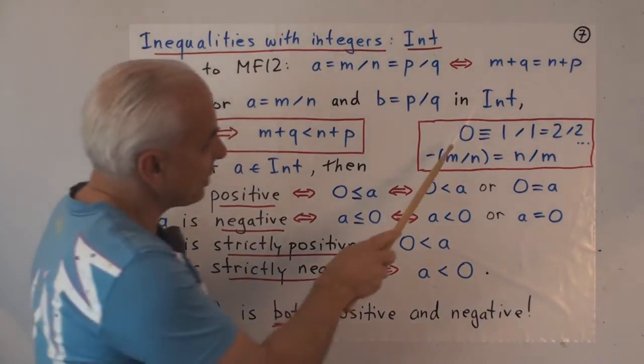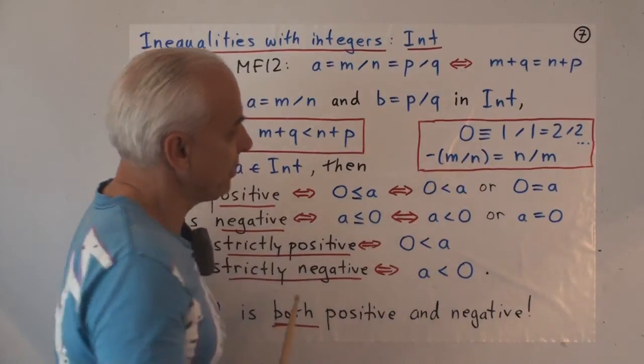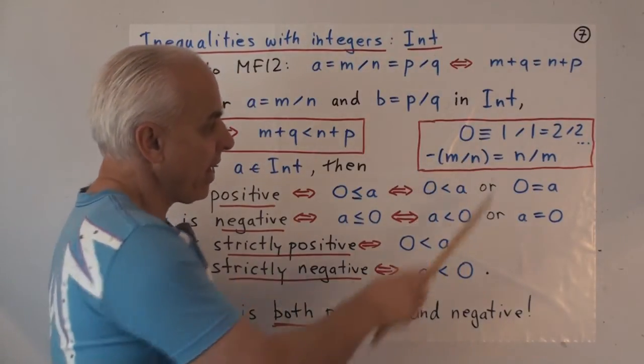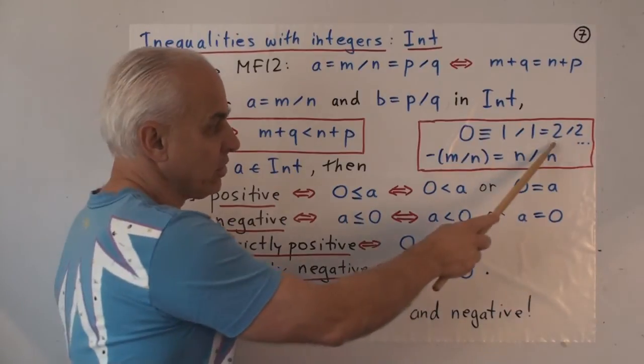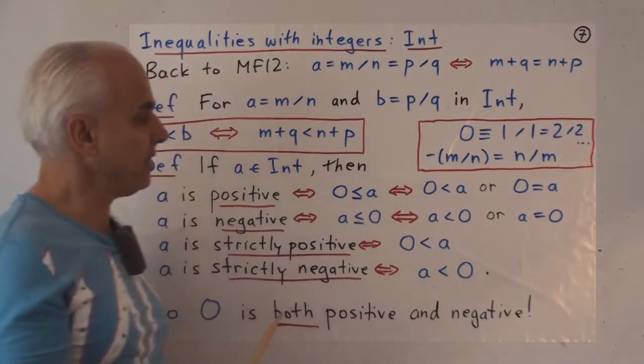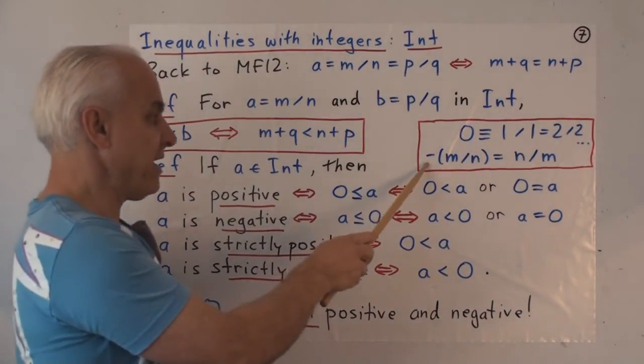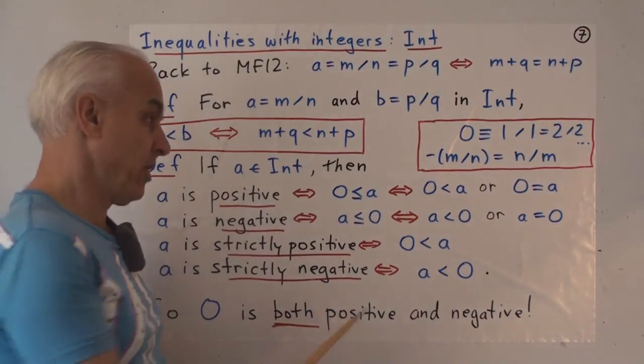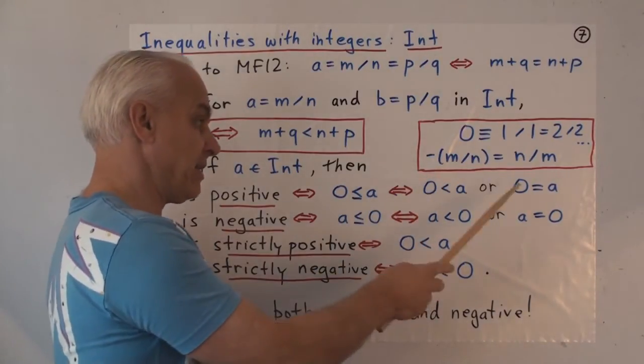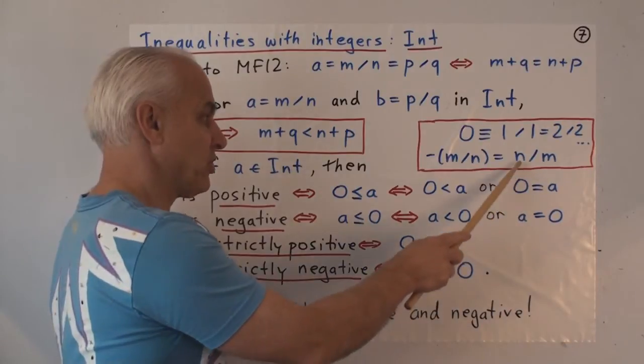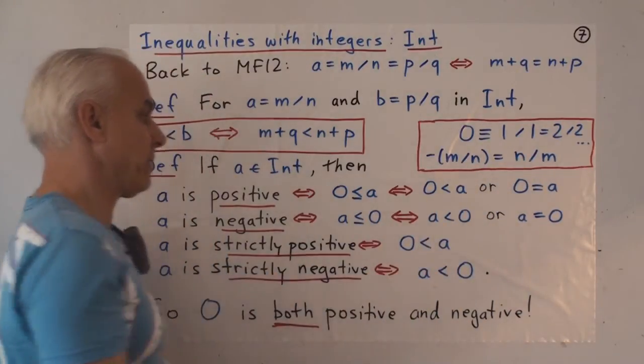And I remind you that we introduced the special integer 0 as 1 less 1, or 2 less 2, or 3 less 3, etc. And we can also define the negative of an integer. The negative of m less n is, order reversed, n less m.